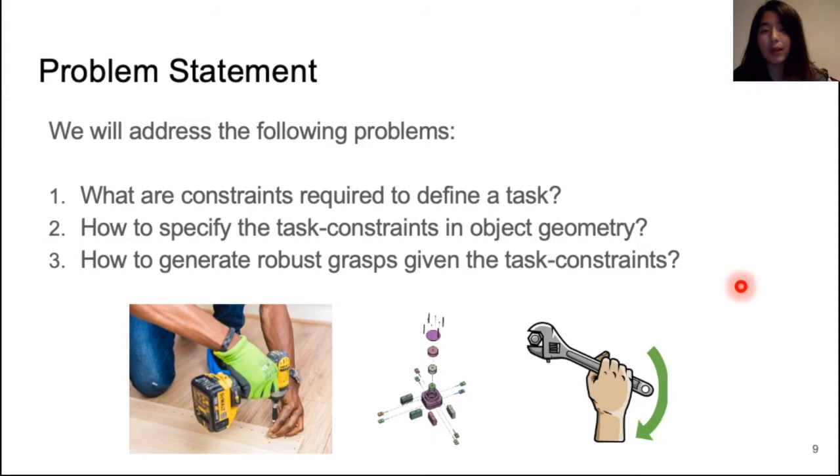In this work, we address the following problems. First, what constraints are required to define a task? Second, how to specify the task constraints in object geometry? Third, how to generate robust grasps given the task constraints?